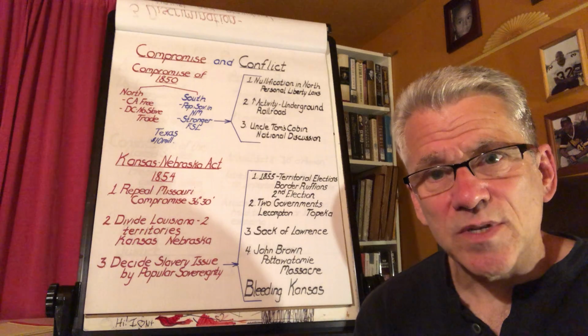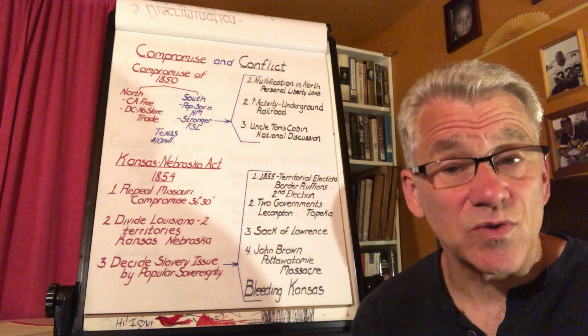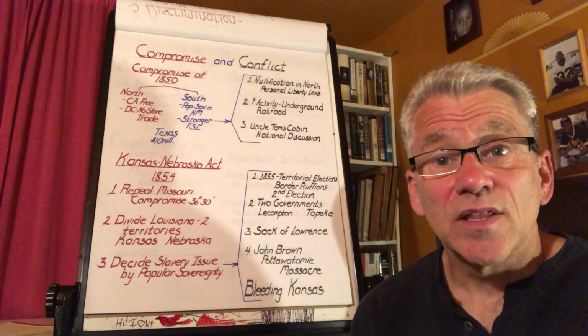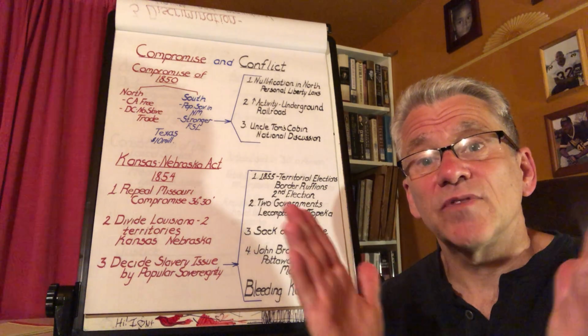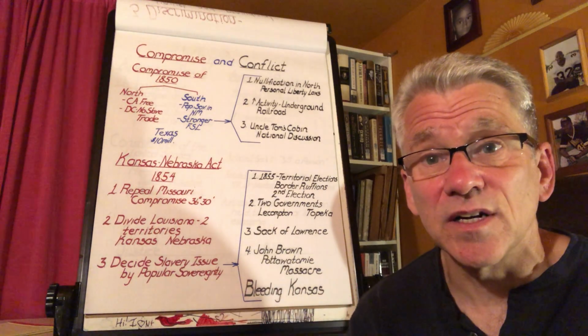So the South was upset about the North's resistance. The North was upset about the stronger fugitive slave law. And the North and the South seemed to have more conflict than ever on the issue of slavery. Compromise had led to conflict.